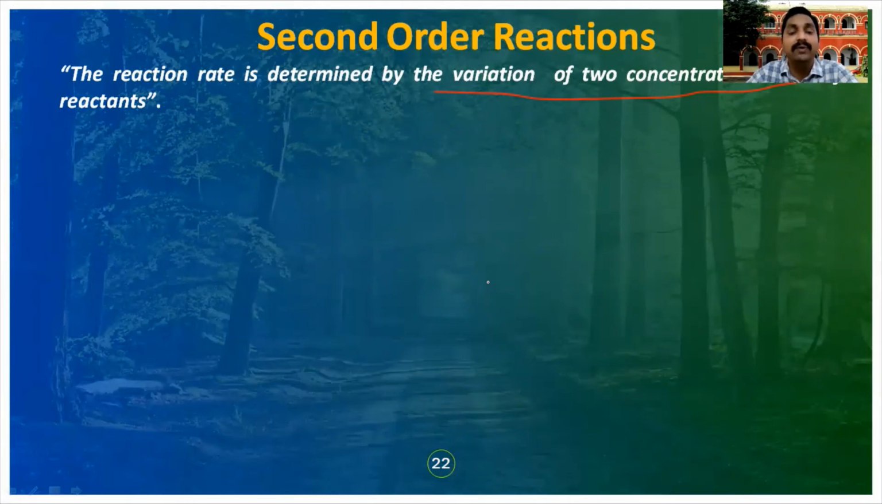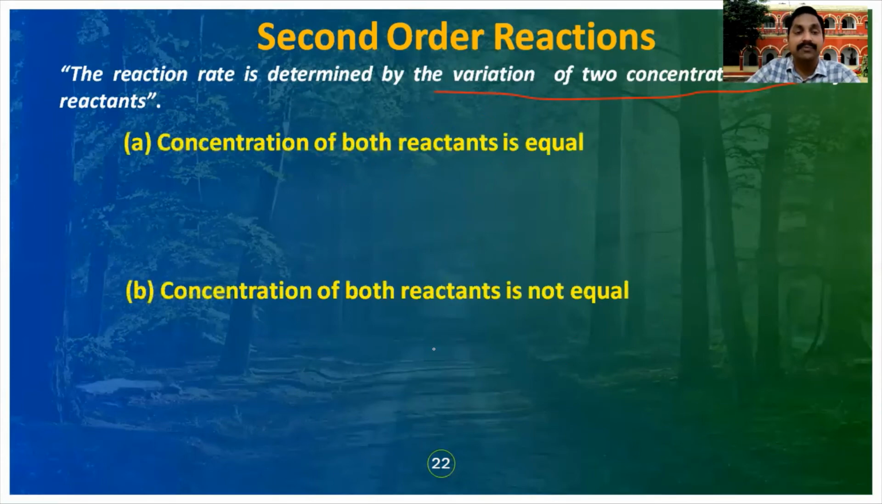And what will be the second case? Both concentrations of the reactants are different. Thus we have got two cases. So in case 1, concentration of both reactants is equal. In case 2, concentration of both reactants is not equal. We will take examples of the reactions.